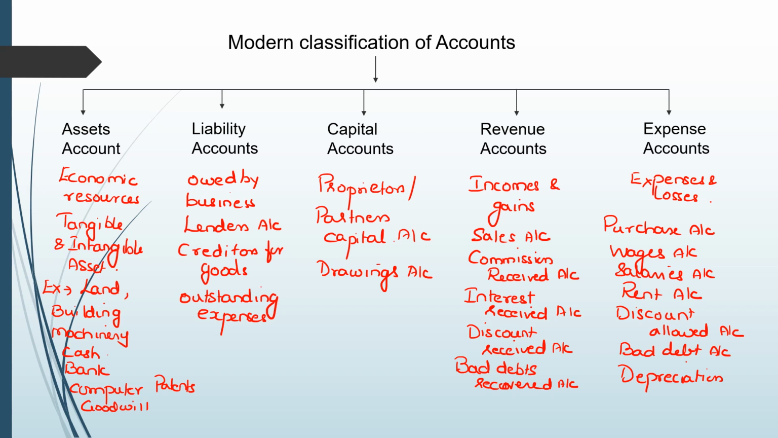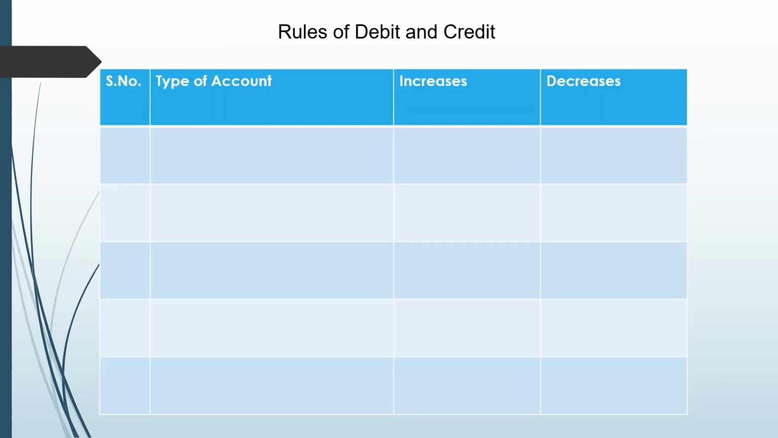So I hope with these examples, the modern classification of accounts is clear, that there are 5 classifications: asset account, liability account, capital account, revenue account, and expense account. So now, having understood the classification, let us start learning the rules associated with these 5 types of accounts. Now I'm going to tabulate these rules of debit and credit so that you can make this table in your book, and just one glance at it will help you to recap the rules of debit and credit.